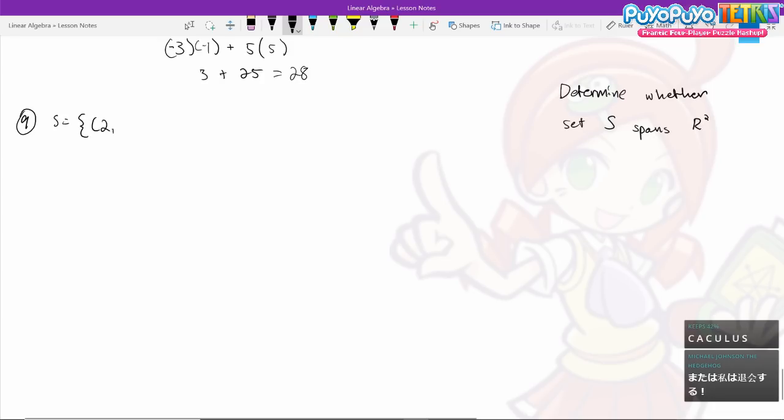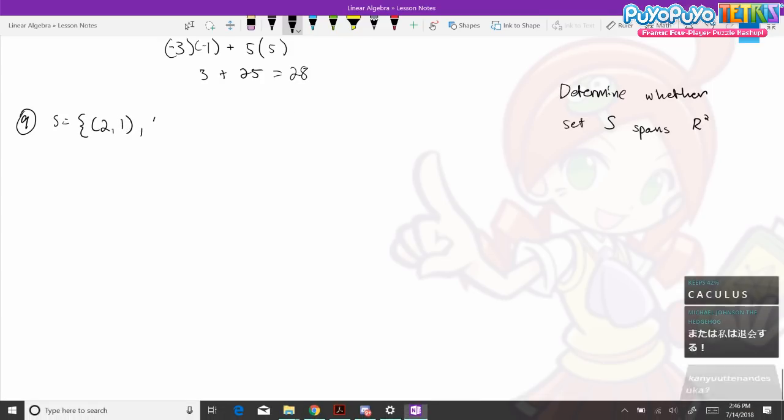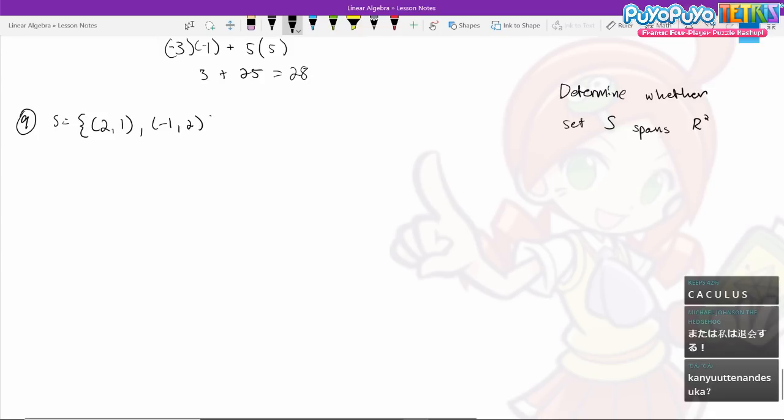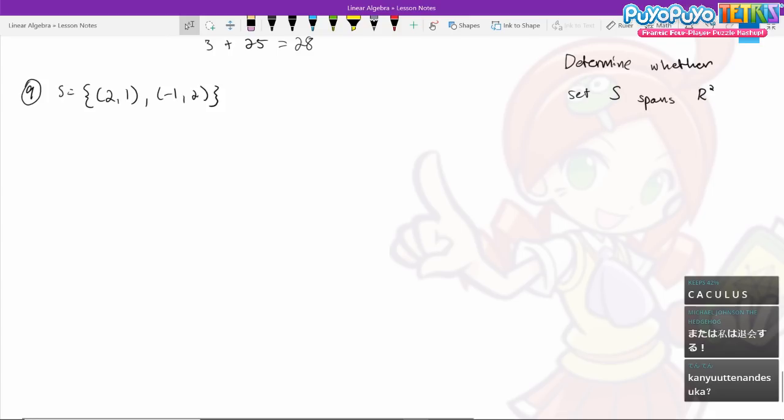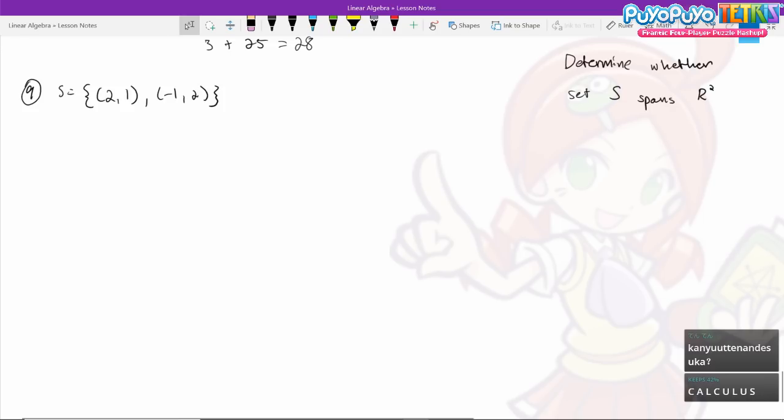What's the definition of a spanning set? I already forgot, even though I studied this the other day. Negative 1, 2... What is it? If there's a way to write the two vectors... Like, if they're linearly independent, right? Something like that?